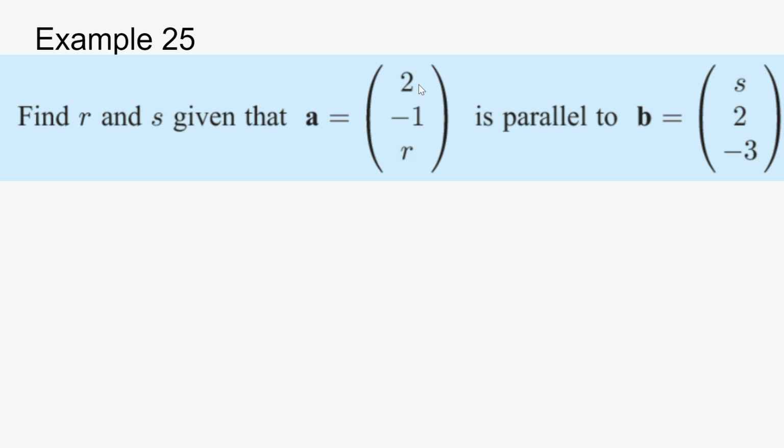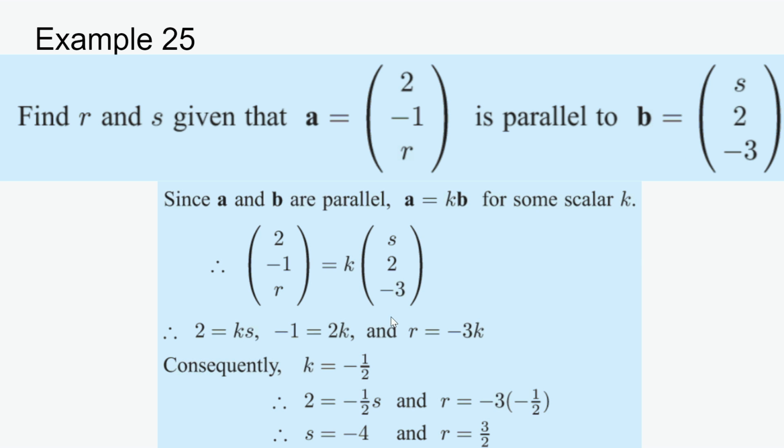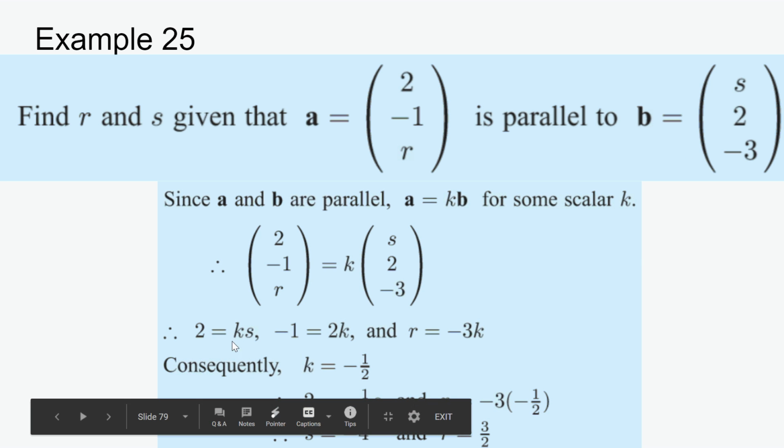So if I want to take this x component 2 and multiply by negative 2, that should give me an s value of negative 4. Similarly, if I take r and multiply it by negative 2, I should end up getting negative 3. And if I were to solve for r, I could just divide by that negative 2 and get 3 halves. And that's exactly what we see here. We find that k value of negative 1 half.